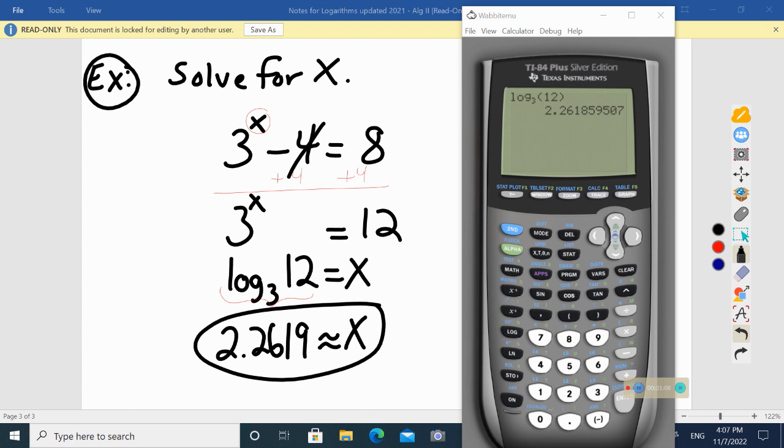Let's make it make a little sense up here. Up here we have 3 to some power equals 12. Well, I know 3 to the first is 3. 3 squared is 9. And I know 3 to the third is 27. Well, we had 12. 12 is in between 9 and 27. It's also closer to 9 than to 27. So our answer should have been closer to 2 than to 3. And look, it is. It's 2.2619.